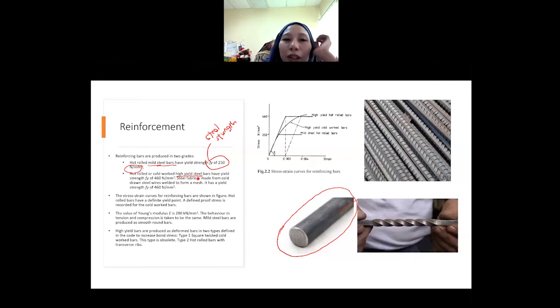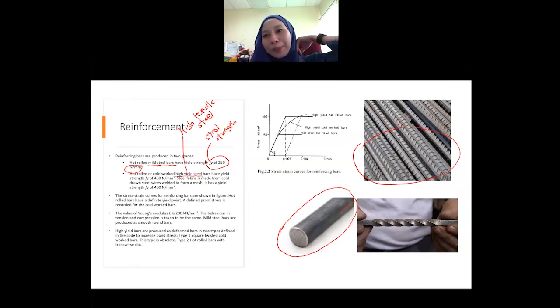Okay, high yield steel ataupun kita panggil dia high tensile steel. So you can call it high yield steel, you can also call it high tensile steel. So this kind of bar, contohnya lah, the surface is not as smooth as mild steel, tapi kalau you tengok dia punya surface tu ada macam corrugated like this eh. So this one is high yield steel.